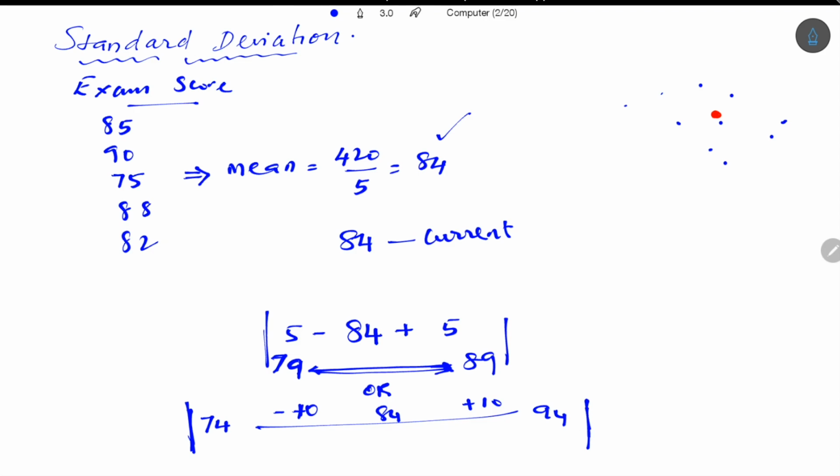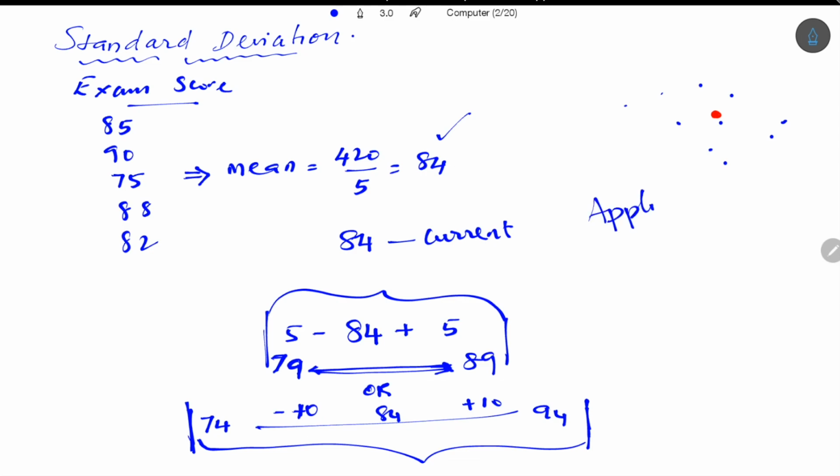So the standard deviation gives how far the data are distributed. We need to give some metric for this, and it is called the standard deviation. Clear? So where is it used? What are the applications of standard deviation?